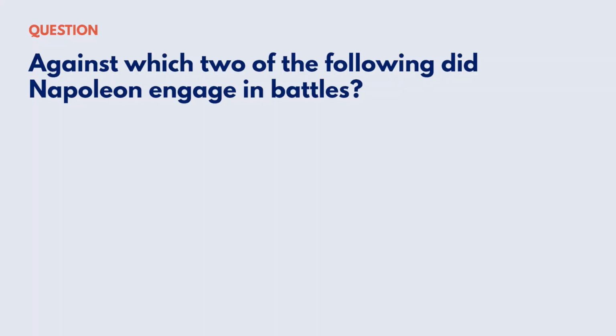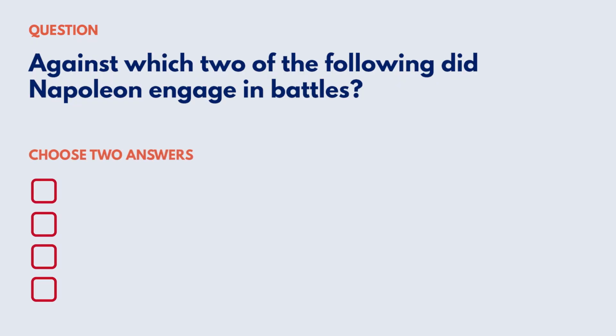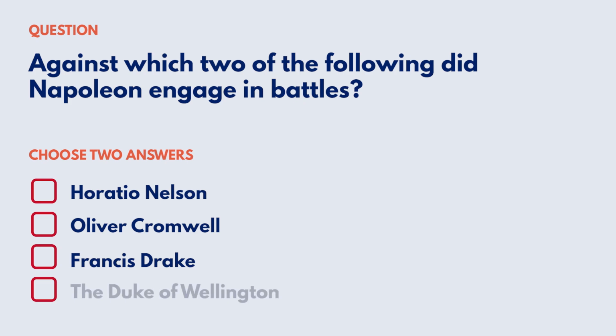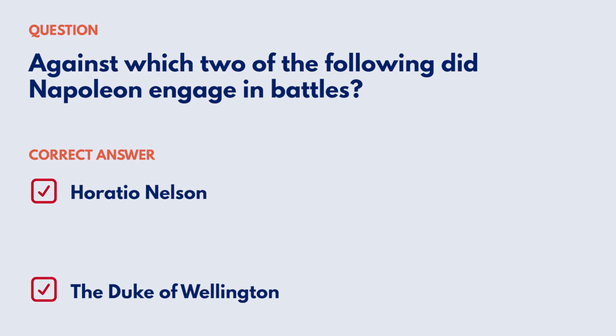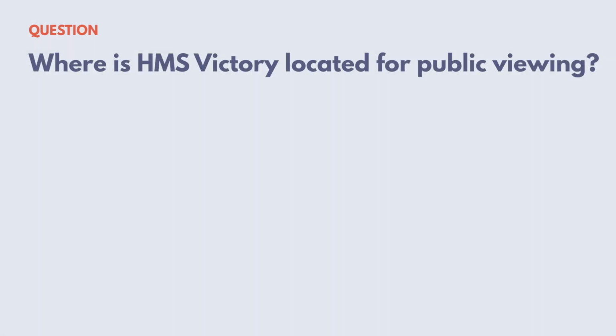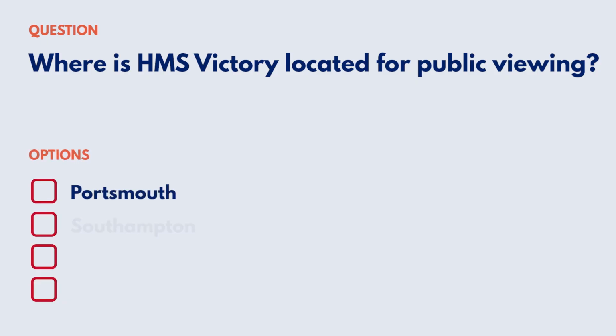Against which two of the following did Napoleon engage in battles? Horatio Nelson, Oliver Cromwell, Francis Drake, the Duke of Wellington. Correct answer, Horatio Nelson, the Duke of Wellington. Where is HMS Victory located for public viewing? Portsmouth, Southampton, Poole, Falmouth.